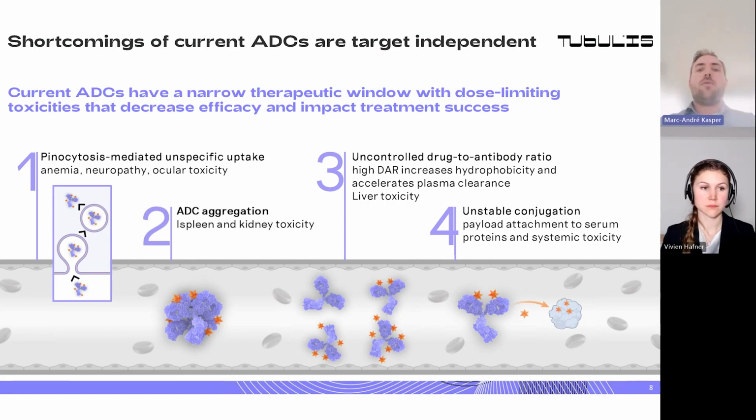But this is not the only problem of current ADCs. There's other things. There's unspecific uptake of the whole ADC into tissue which is healthy. There's also aggregation. So it's not the only answer to make things stable. Making things stable could actually make things worse because it could trigger aggregation. So this is what people tried.